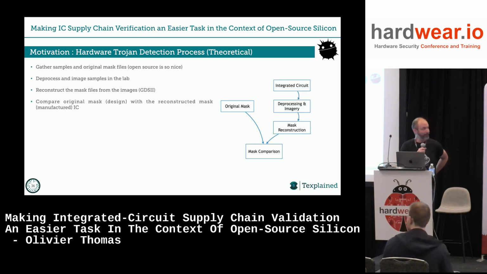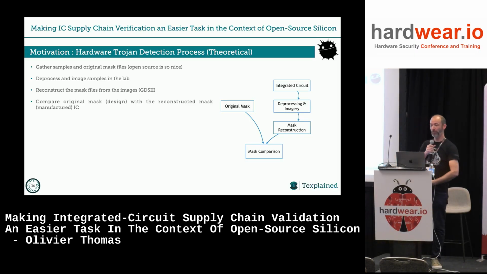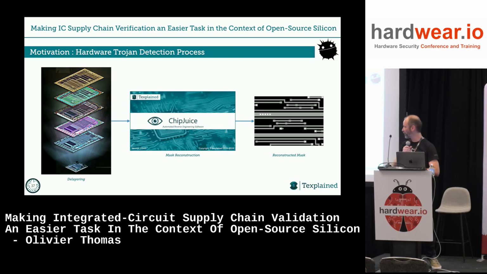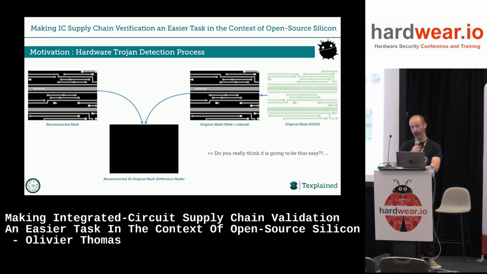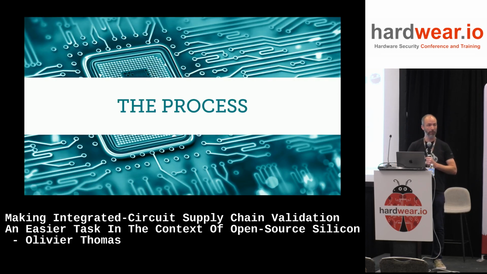All right, so the idea is simple. This is what we will do. Taking a chip, deprocessing, imagery, mask reconstruction, comparison with the original mask. Of course, we will do this with the lab, with ChipJuice, reconstruct the mask, and basically, if it works, if you make a difference between the original and the reconstructed version, it should be the same thing, okay?